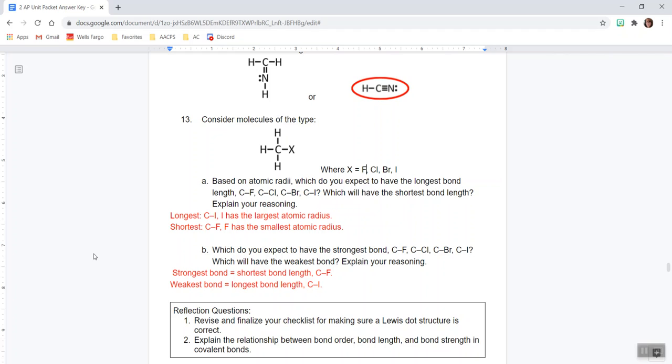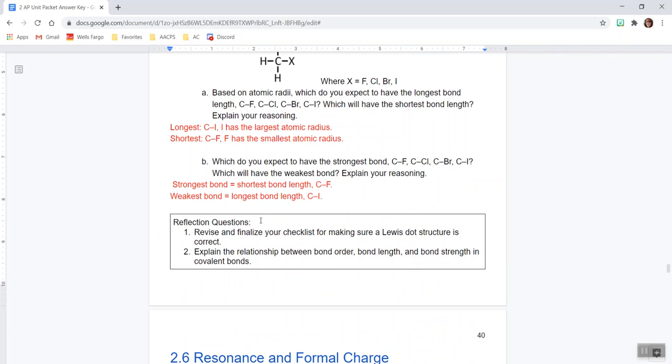Which of these bonds would we expect to be the strongest? Again, the strongest bond is the shortest bond length. So that's going to be the carbon to fluorine. And the weakest bond is going to be carbon to iodine. That means that we can actually measure these bond energies, and that's how we can confirm the structure of these molecules. Your reflection questions are to revise and finalize your checklist and explain the relationship between bond order, bond length, and bond strength in covalent bonds.